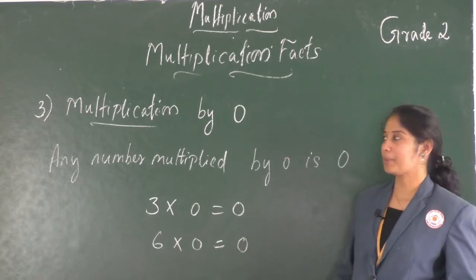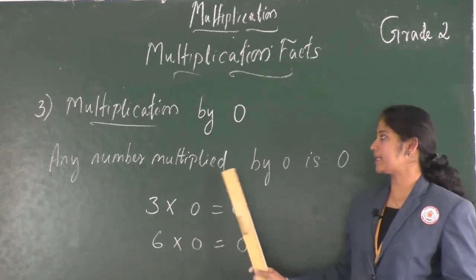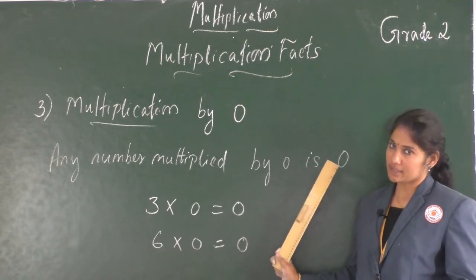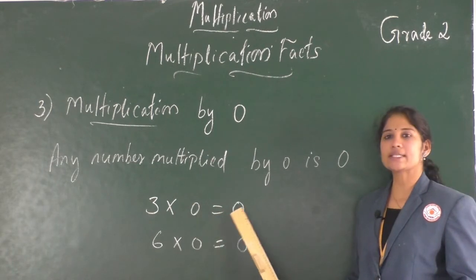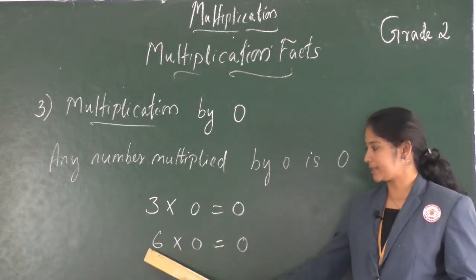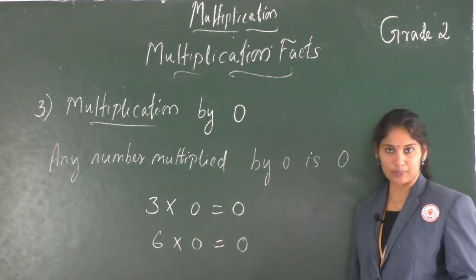Children, our next property is multiplication by 0. Any number multiplied by 0 is 0. For example, 3 multiplied by 0 is equal to 0. 6 multiplied by 0 is equal to 0.